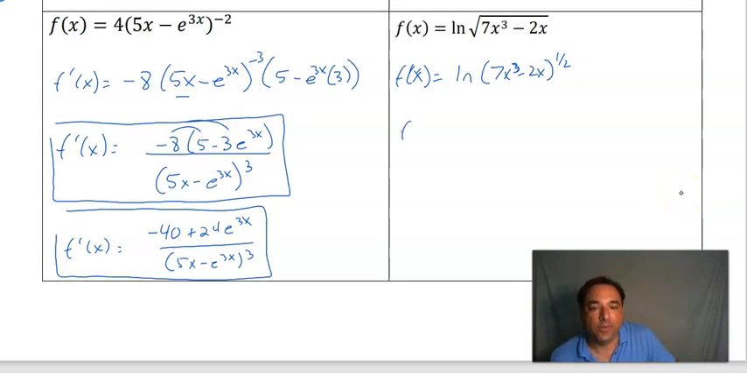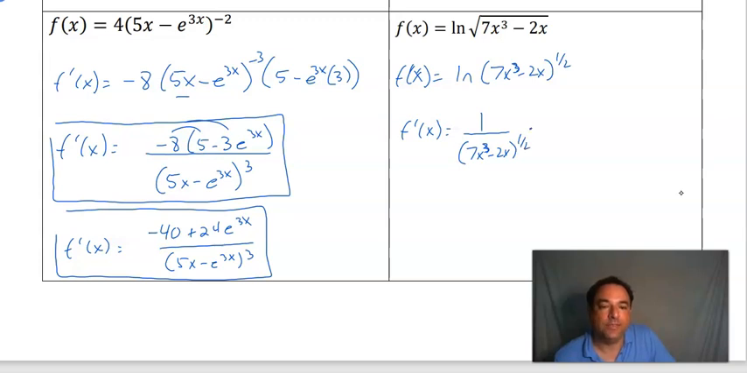Now when I take the derivative nice and slowly, notice that overall this is ln. Overall this is an ln problem. So how do we take the derivative of an ln? It's an ln of something, right? So to take the derivative of an ln, it's 1 over whatever you're taking the ln of, which is 7x to the third minus 2x raised to the 1/2, times the derivative of whatever you're taking the ln of.